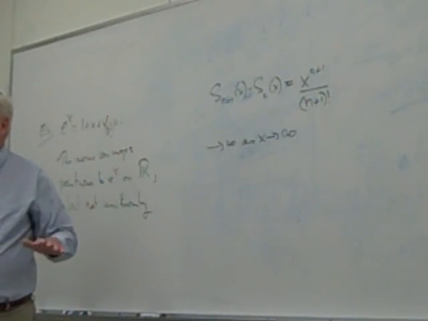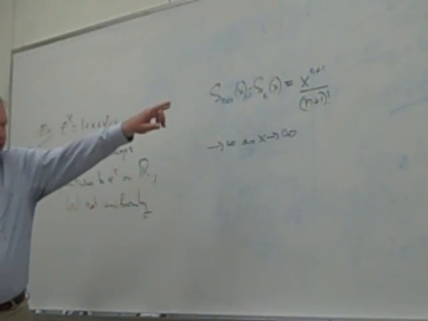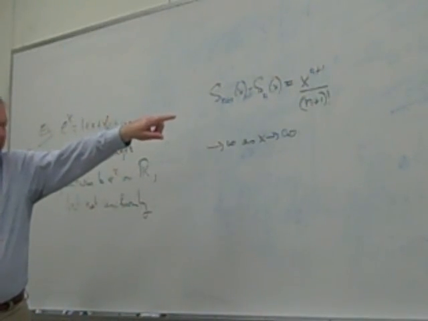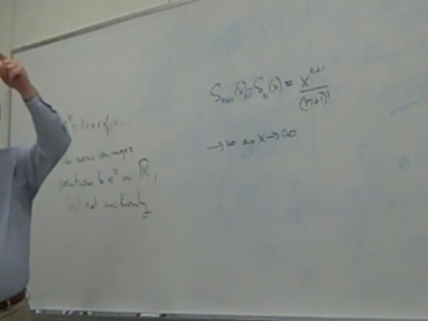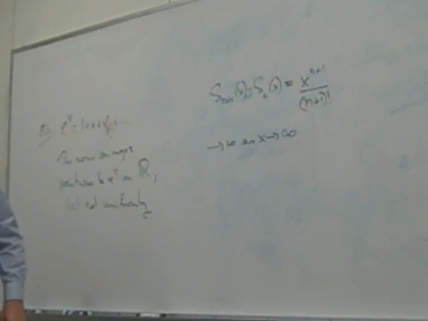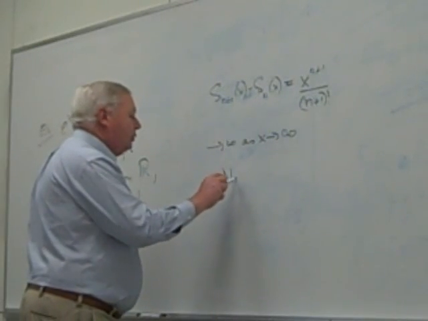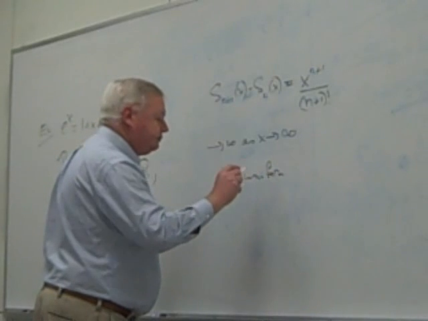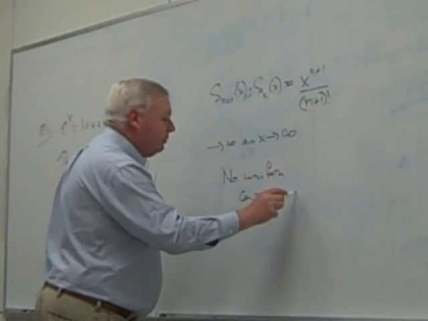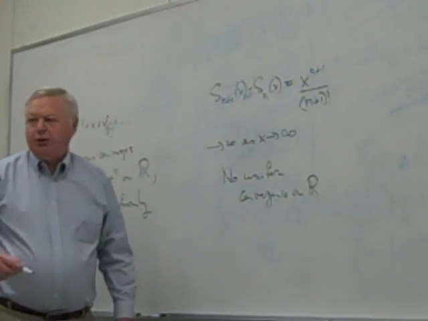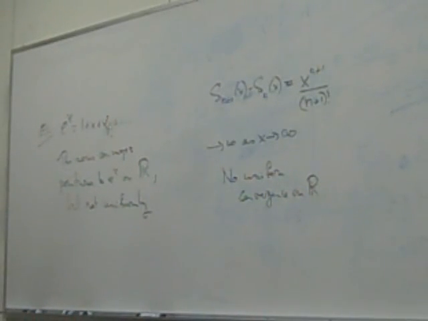So if you want uniform convergence over the whole real line, you're out of luck, because the gap between two consecutive terms, however far out you go, goes to infinity as x goes to infinity. So no uniform convergence on the whole real line. As we'll see shortly, such series will converge uniformly on compact intervals, but not on the whole real line.